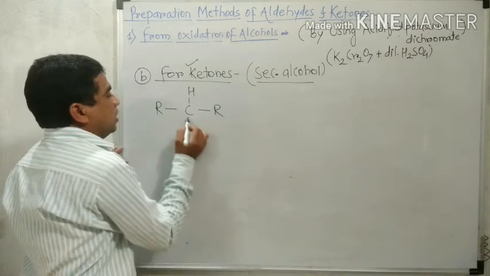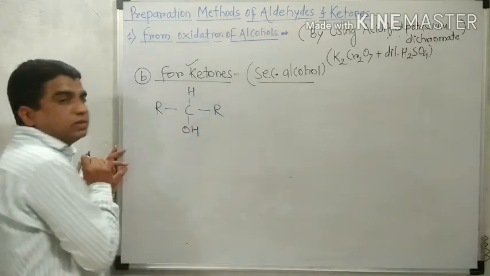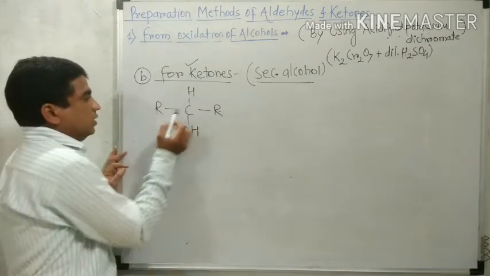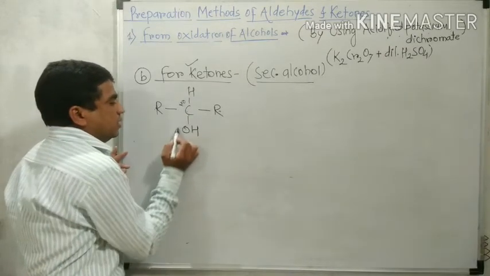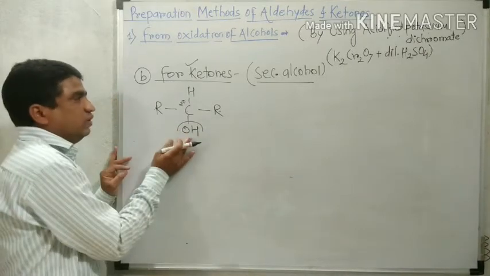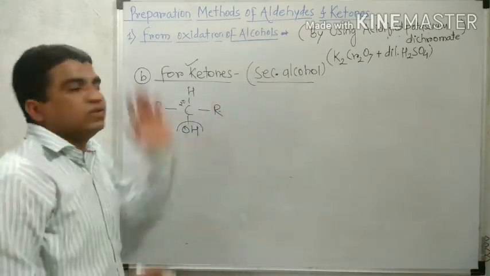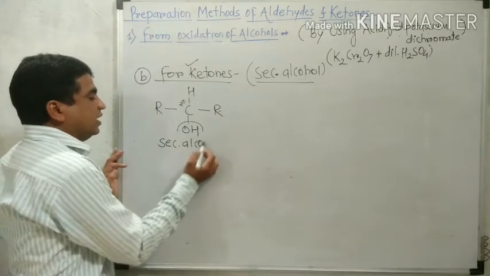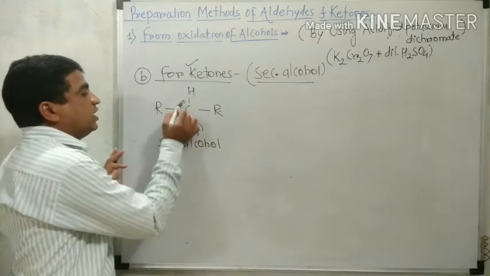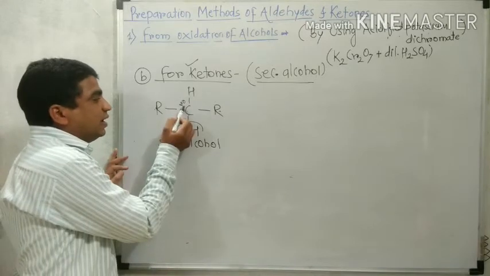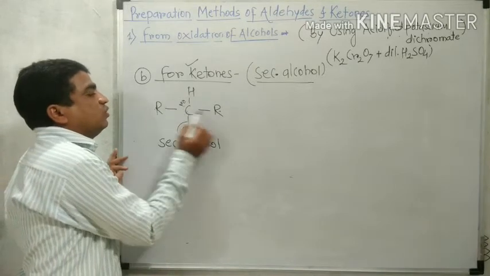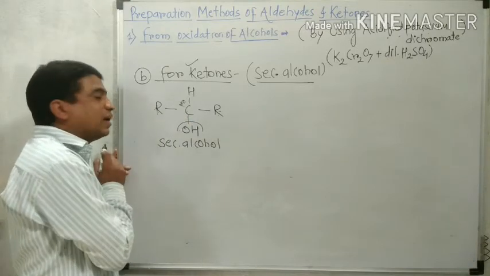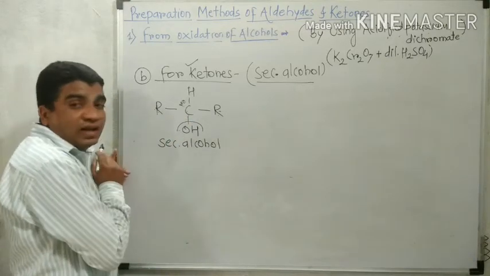RCHOH R. That secondary carbon is attached with OH. Therefore, this type of structure is called a secondary alcohol. So, in a secondary alcohol the OH group is attached to a secondary carbon. Why secondary carbon? Because this carbon is attached to two other carbons. Therefore, it is a secondary carbon, and a secondary carbon containing an OH group is a secondary alcohol.